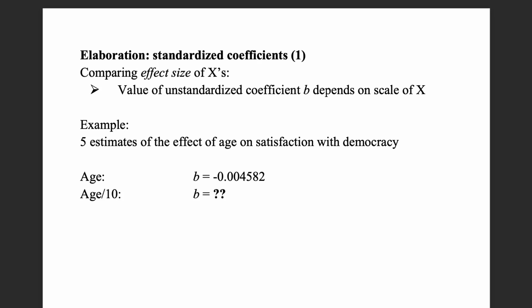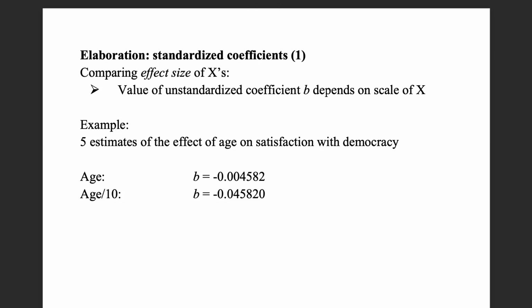If a person was 55 years old, I divided that by 10, and so the new value on that new variable, age divided by 10, would have been 5.5. And then I re-estimated exactly the same regression model. So instead of age, I used age divided by 10 as an independent variable. Now stop and think. What do you think is the value of the regression coefficient that I found?